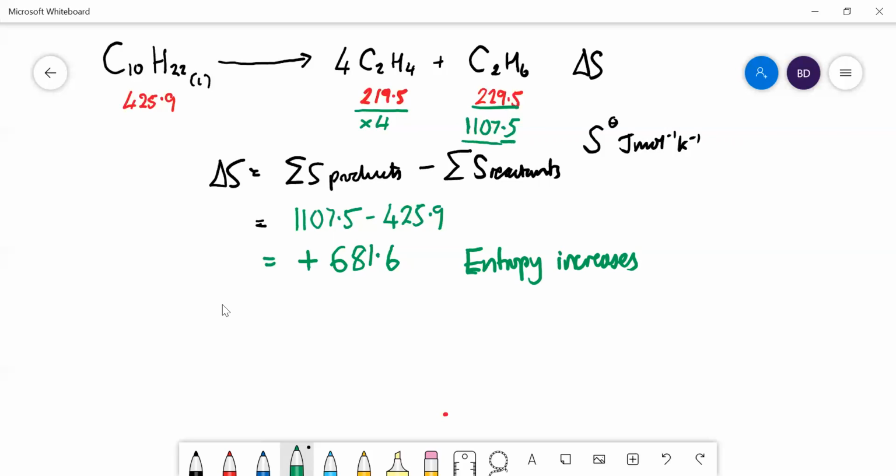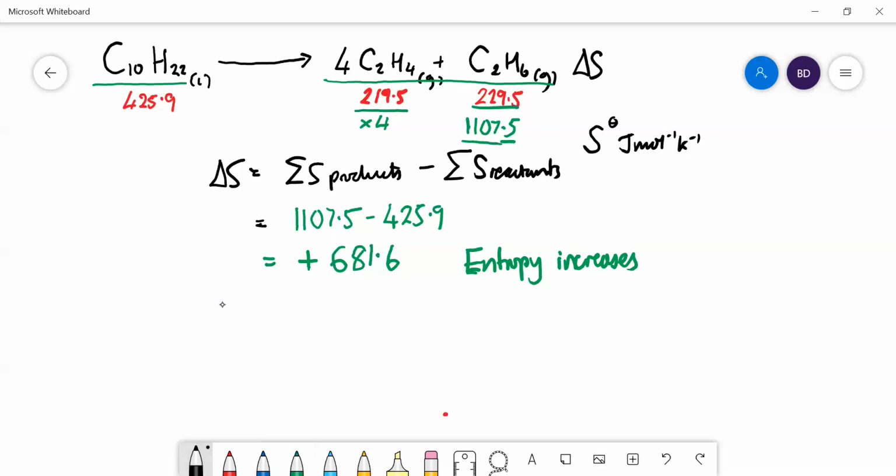We'd expect that, wouldn't we? Because we're starting off with 1 mole of one molecule, and we're breaking it up into five smaller molecules. So it's obviously going to be more disordered. We've increased the number of gas moles, is another way to say it. So you would definitely expect that to be an increase in entropy. And if you worked it out and it wasn't, then you'd realize you've done something wrong.